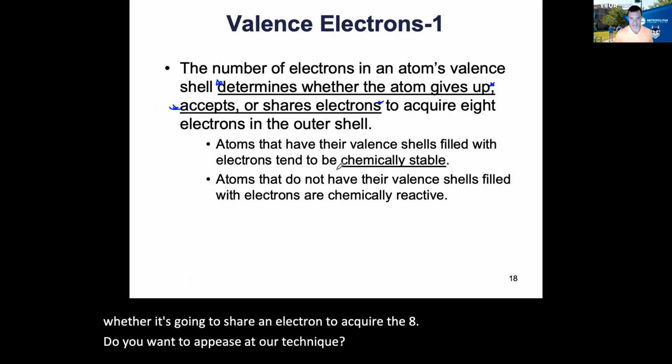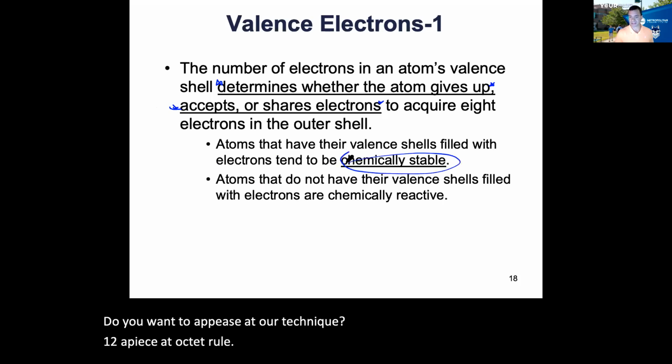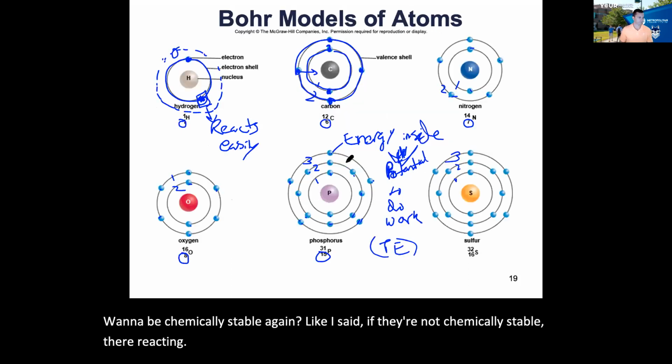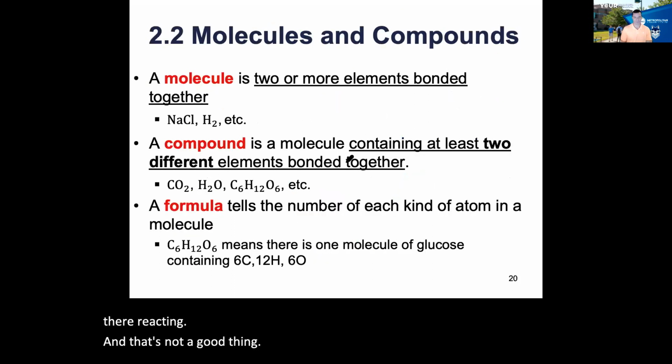We want to be chemically stable. Again, like I said, if they're not chemically stable, they're reacting, and that's not a good thing, or it's potentially not a good thing. Chemical reactions are fine. You need them to go. It's just that sometimes they give you stuff that you don't like, free radicals.